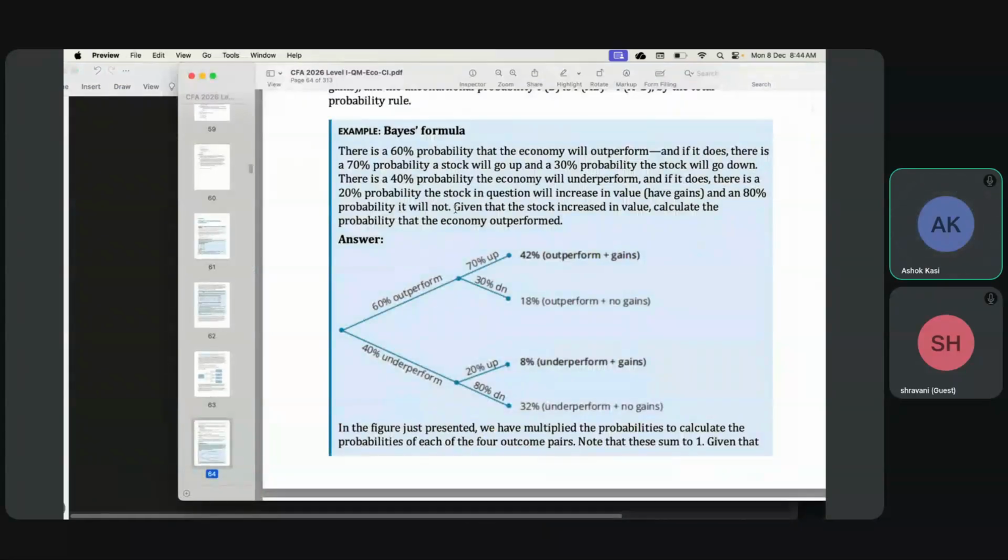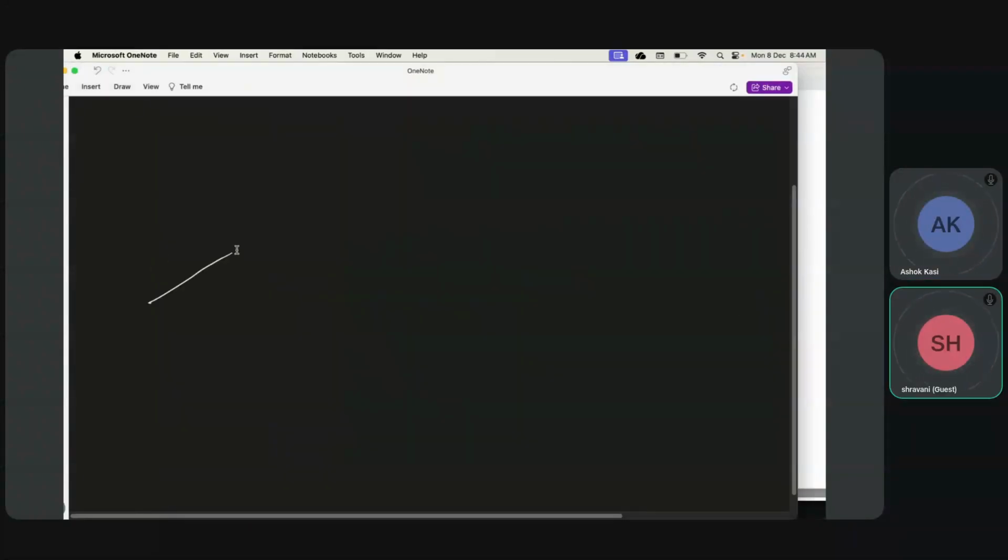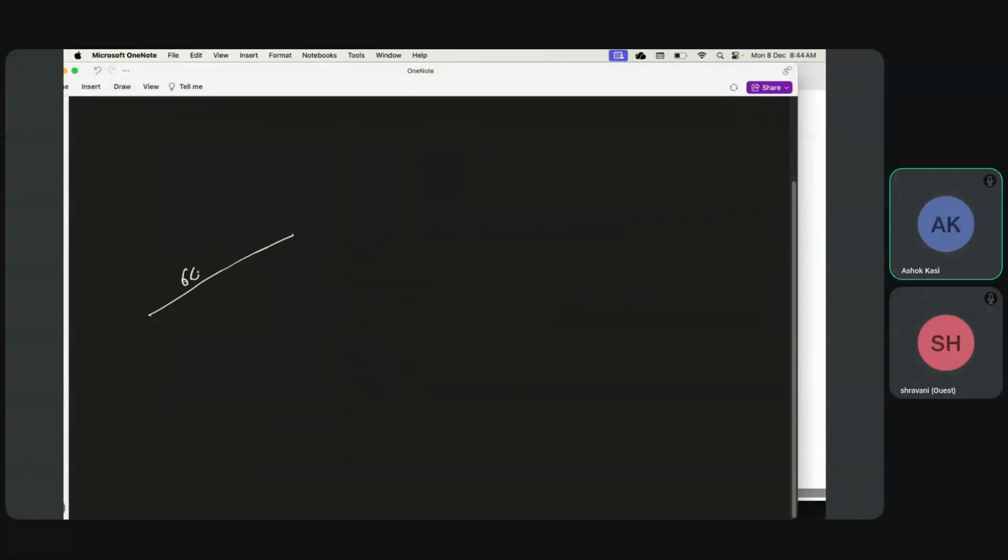Okay, we'll begin with Bayes' theorem here. In this question, it says there is a 60% probability that the economy will outperform, and if it does, there is a 70% probability the stock will go up. That means there is a 30% probability that the stock will go down.